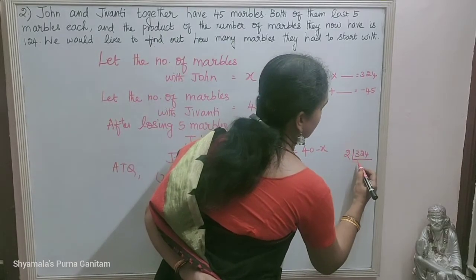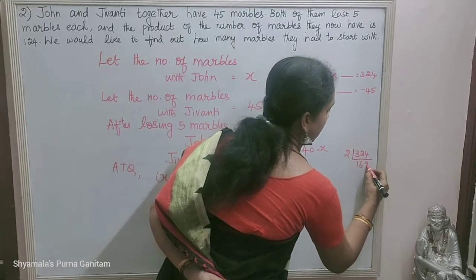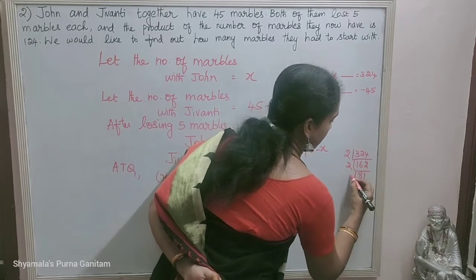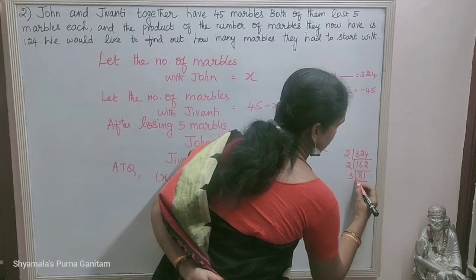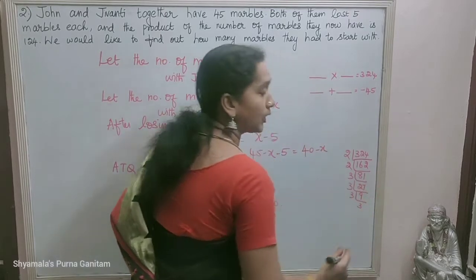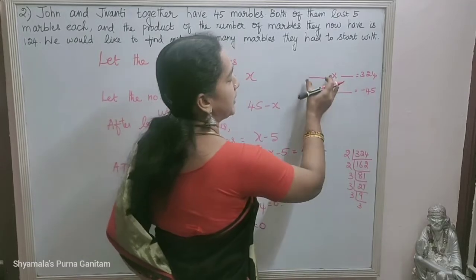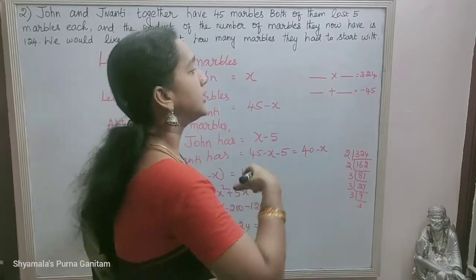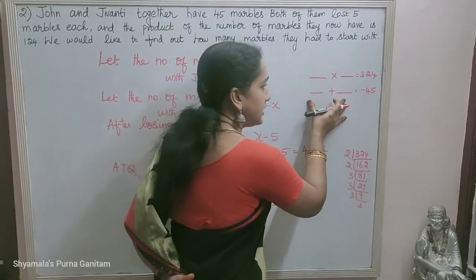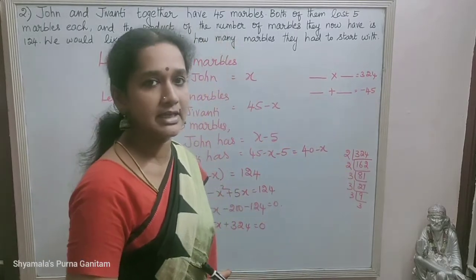When we use the prime factorization method, I will get 162, then 2, 81, then 3, 27, then 3, 9, then 3 into 3. From this I have to split two numbers such that the product should be 324, and when I find the sum, I also have to get minus 45.